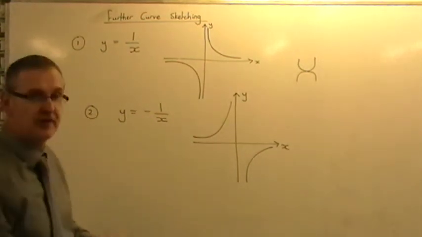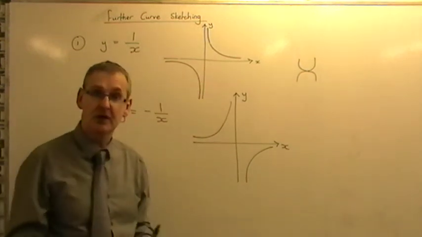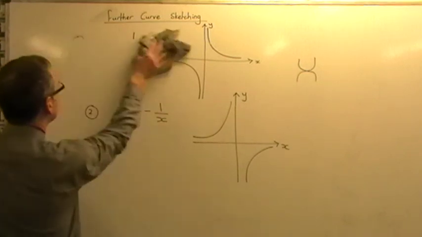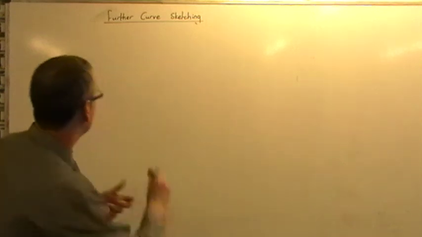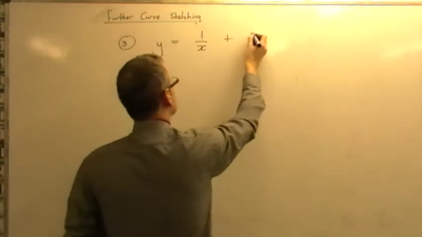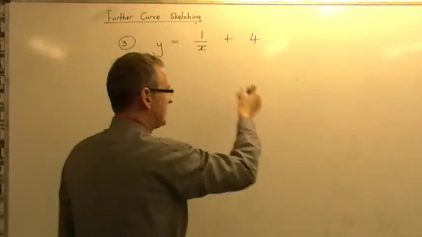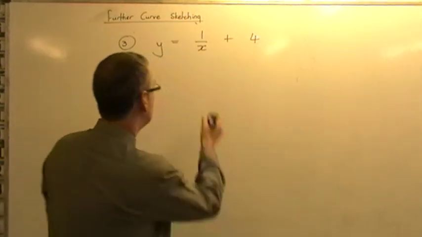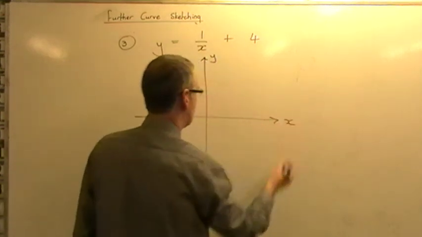Okay, so what I'm going to do for 3, 4 and 5 is take the basic reciprocal shape, which is that, and then I'm going to start shifting it about like I've done on previous videos for x squared, x cubed graphs. So if I look at number 3, if I said to you, let's have a look at y equals 1 over x plus 4, and let's sketch that, what we've got is a basic reciprocal graph, which is this two-part graph that you need to learn off by heart, and it's moved 4 places up. So what we get is this setup, y and x axis, like so.